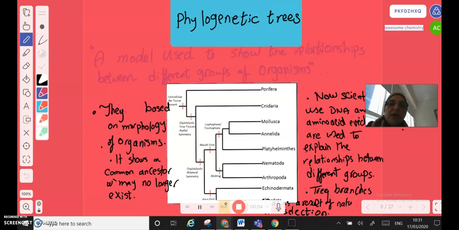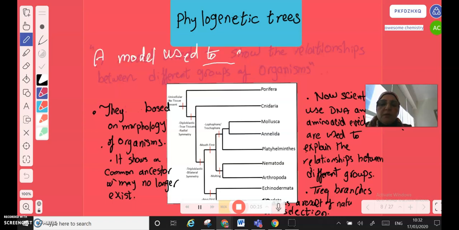Phylogenetic trees. What is a phylogenetic tree? A phylogenetic tree is a model used to show the relationships between different groups of organisms.